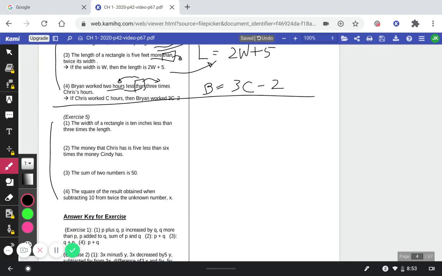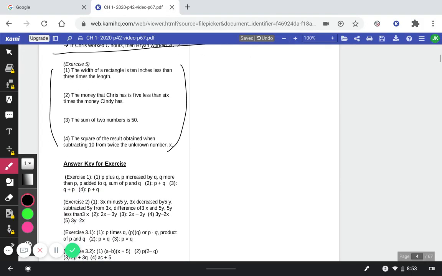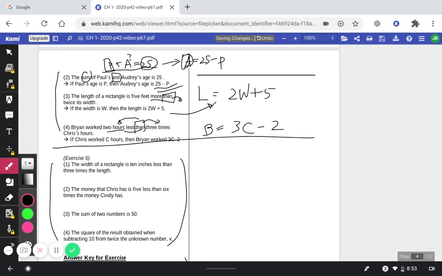So try exercise 5 by pausing the video and doing it at your own pace, and then check your answer with the answer key at the bottom of each section. I guess these are the answers, but don't look at them now. Okay? Pause the video.